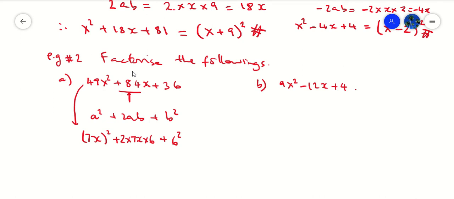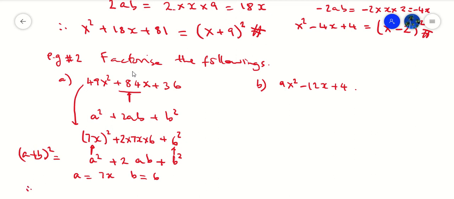So I know I can compare this with a plus b whole square, which is equal to a square plus 2ab plus b square. Now, what is my a? It will be 7x. What is my b? It will be 6. A is equal to 7x and my b is equal to 6. Therefore, the given expression 49x squared plus 84x plus 36 is equal to what? A plus b. What is my a? 7x. What is my b? 6, whole square, and that will be the end of the part.